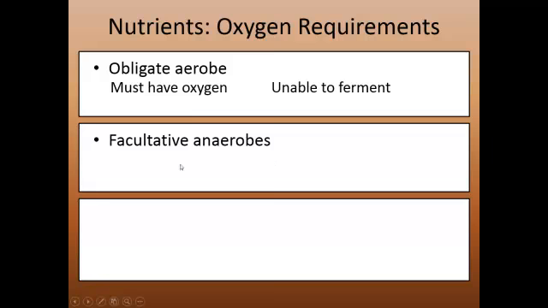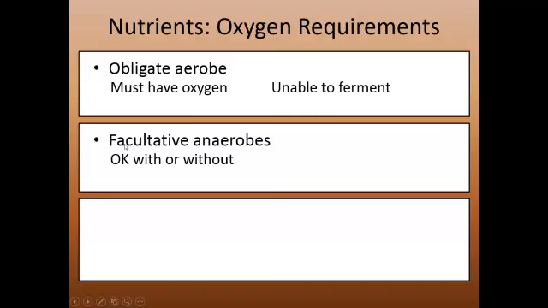So then we get to facultative anaerobes. Facultative anaerobes are those organisms that are okay with or without oxygen. They grow faster in the presence of oxygen. And why is that? Think back to chapter 5 and think about how many ATPs are produced by aerobic respiration versus how many ATPs are produced through fermentation.